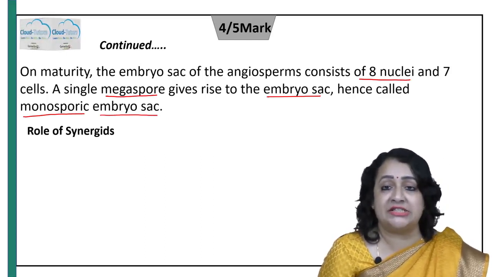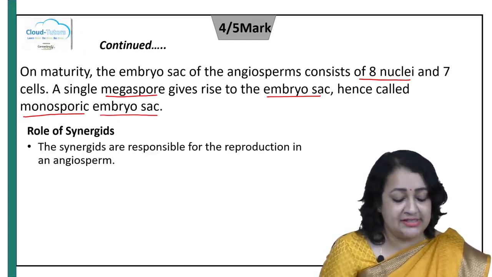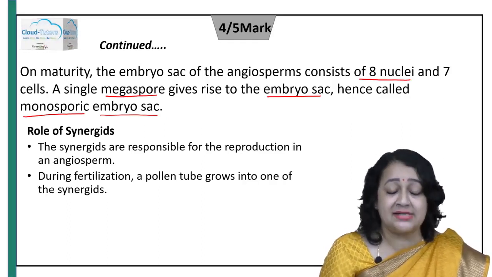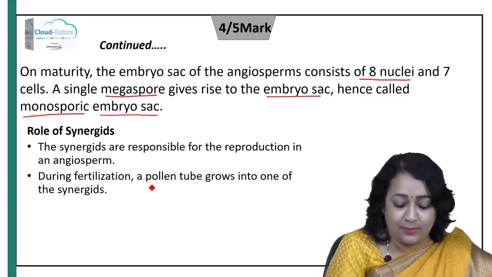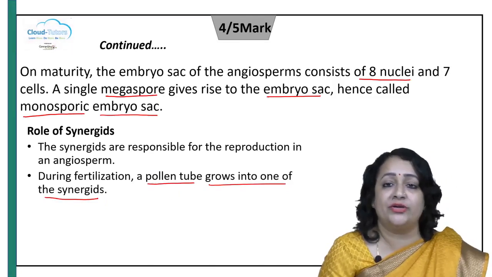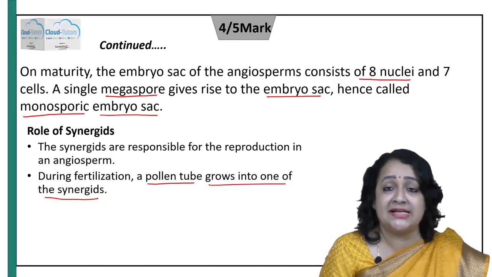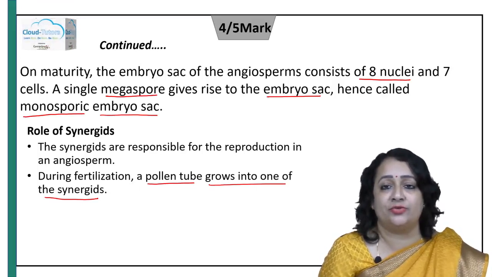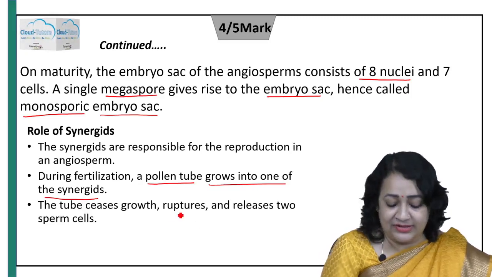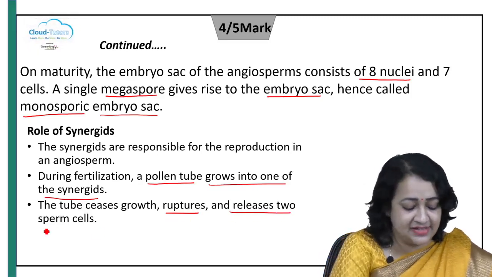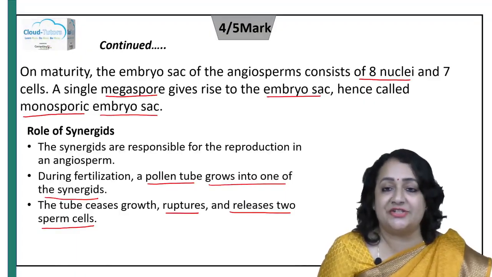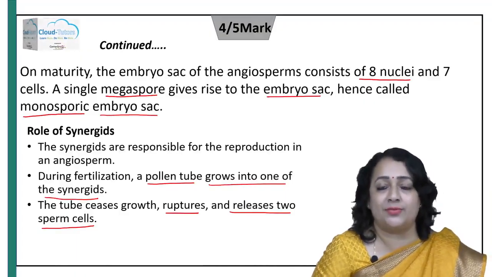Coming to the function of the synergids. What is the function of the synergid? Synergids are responsible for reproduction in angiosperms. During fertilization, the pollen tube grows into one of the synergids, and then the sperm nucleus is going to fuse with the egg nucleus. The tube ceases growth, ruptures and releases the sperm cells. So this will be the function of the synergid during the fertilization process.